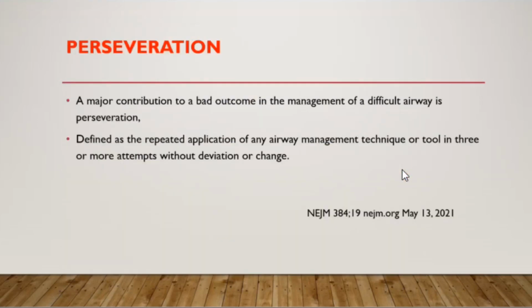The major contributor to adverse outcomes in a difficult or unanticipated airway is perseveration. It is defined as repeated application of any airway management technique in 3 or more attempts without deviation or change. So don't take it as personal ego or hurt if you don't get the airway. Always call for help. Try limiting your attempts. Always concentrate on your number of attempts. Always maintain oxygenation throughout the procedure and call for help.